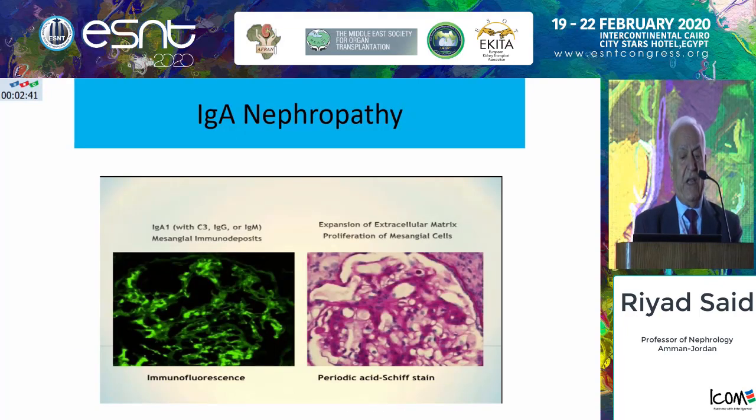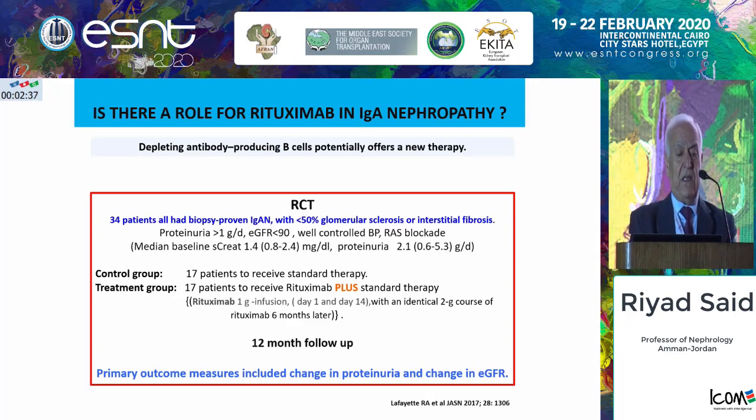Now, what about IgA nephropathy? Here there is one randomized controlled study, 34 patients, biopsy-proven IgA with certain renal diseases. Seventeen received standard therapy of ACE inhibitors, ARBs, blood pressure control, and diet control. Seventeen received rituximab plus standard therapy, 1 gram infusion on day 1 and day 14, repeated 6 months later, followed for 12 months.